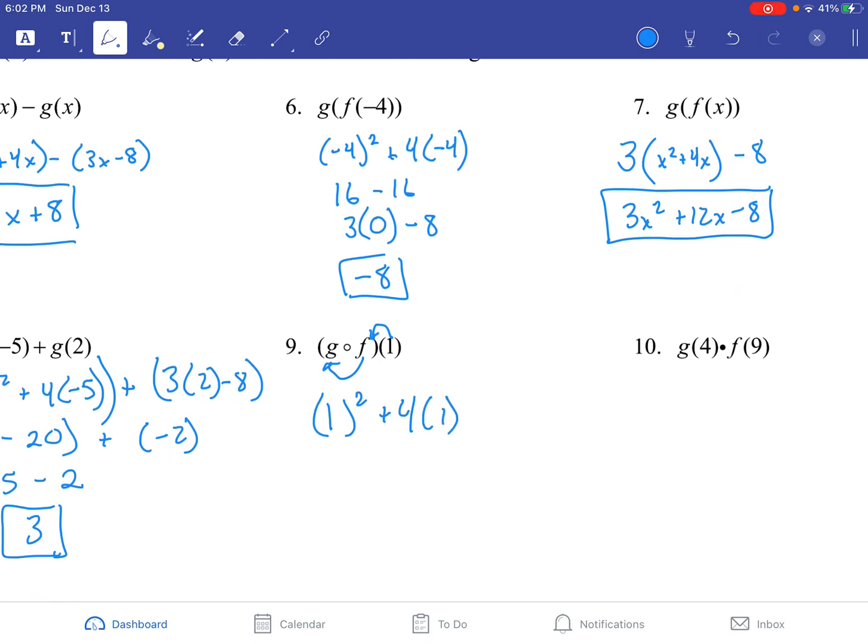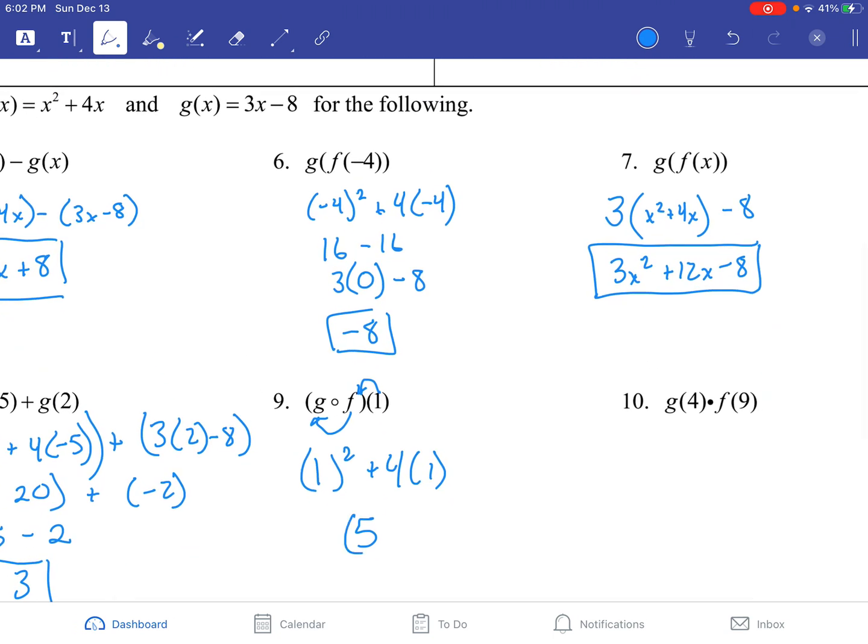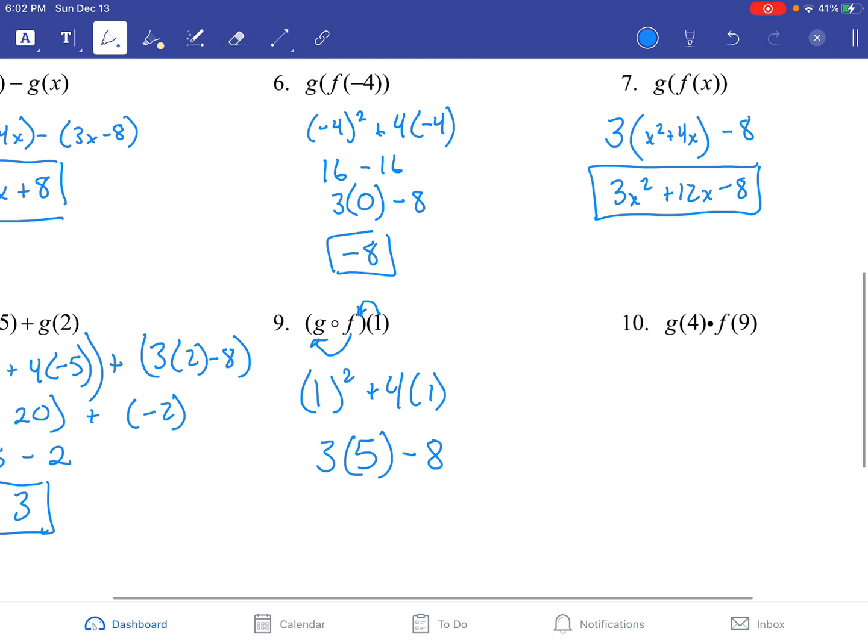1 squared is 1. 4 times 1 is 4. 1 plus 4 is 5. We're going to put that number into the g function. So we're going to replace the x in the g function with a 5. 3 times 5 minus 8 is 15 minus 8, which would be 7.